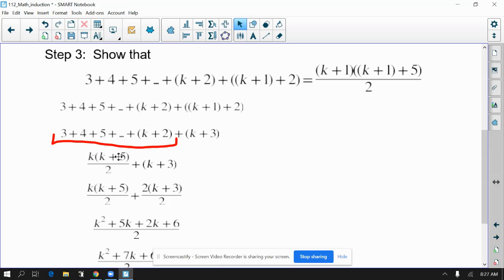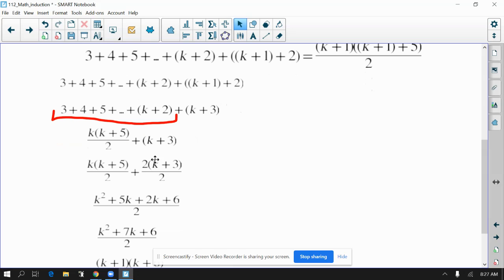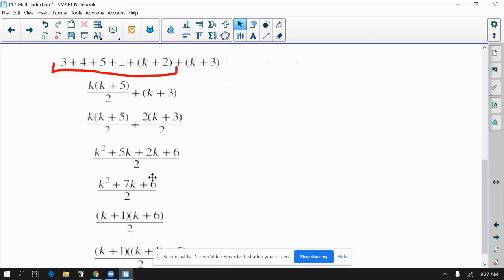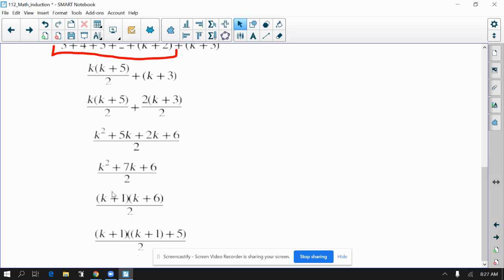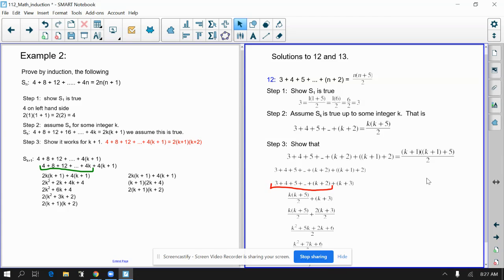But I see a fraction and a non-fraction. Well, I have the skills to add 2 fractions, so let's just do that and see what happens. It may work out, it may not. Well, to get these 2 things to combine, I would multiply this by 2 over 2 to get a common denominator. And then now I can distribute the 2, distribute the k, and I get this, which simplifies to this, which factors to this, which equals this. And that's exactly what I needed to show.